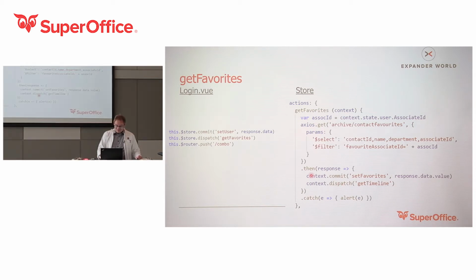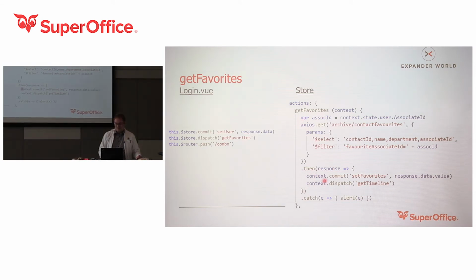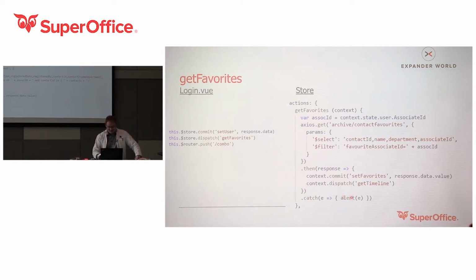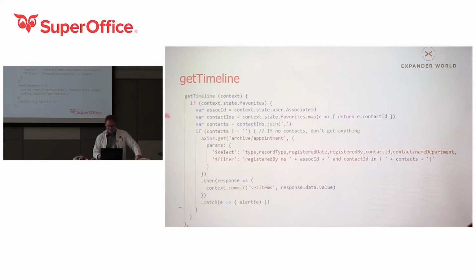So this is a nice little AJAX call with a promise. And if we get an error, we just throw up an error dialog. That could probably be nicer, but for the purpose of this example, that's fine. So we say store the data and then trigger this other action, getTimeline. And getTimeline looks like this.